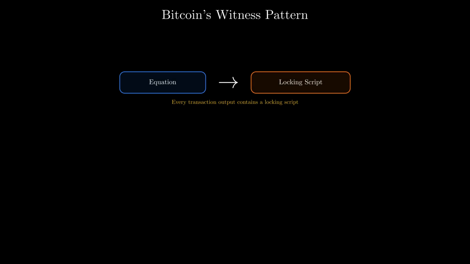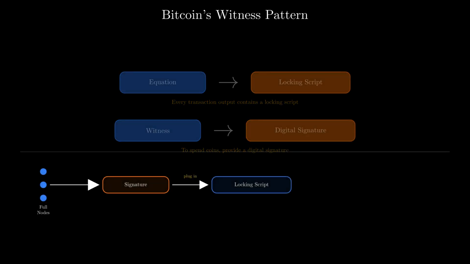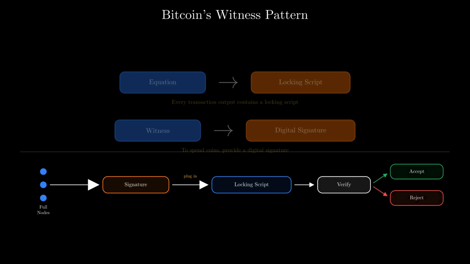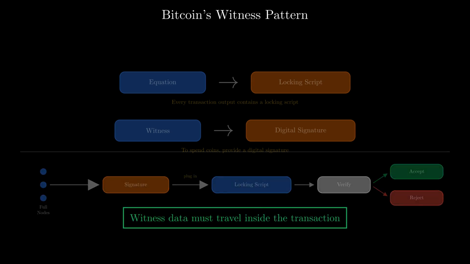Bitcoin uses the same pattern. Every transaction output contains a locking script. That's the equation. To spend those coins, you provide a digital signature. That's the witness. Thousands of full nodes across the network receive your transaction, plug your signature into the locking script, and verify that it holds. If the check passes, the spend is valid. Here's the critical part. The witness data, the signature, must be included inside the transaction so that nodes can verify it. In Bitcoin's original format, that witness data goes in the input script.